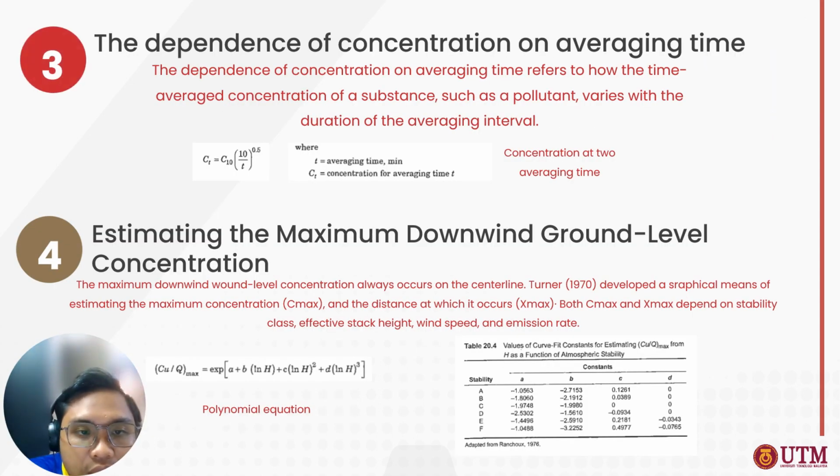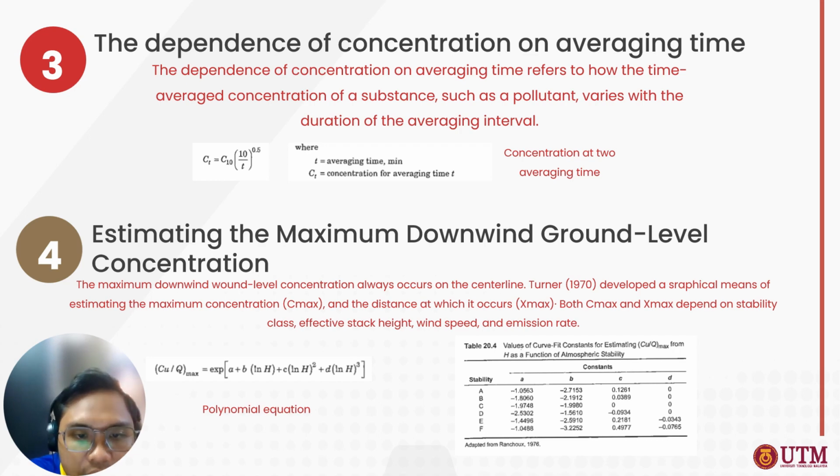Alright, the third equation is the dependence of concentration on averaging time. The dependence of concentration on averaging time refers to how the time average concentration of a substance, such as a pollutant, varies with the duration of the averaging interval. So this is the equation for concentration at two averaging times.